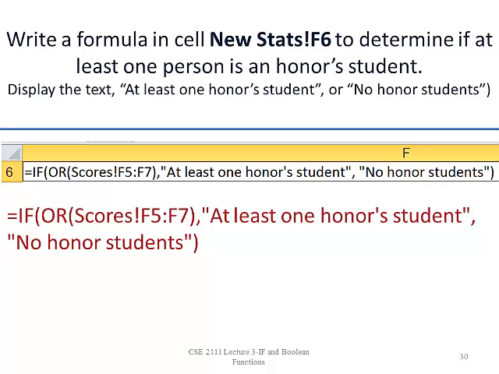Here's an example of true and false with the or. The F5 through F7 actually has the words true and false in them. So again, we don't have to say F5 equals true, comma F6 equals true, comma F7 equals true, because it's implied that we're checking to see if F5 equals true, if F6 equals true, if F7 equals true.